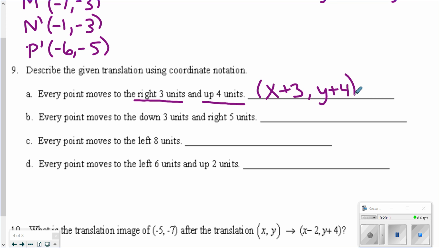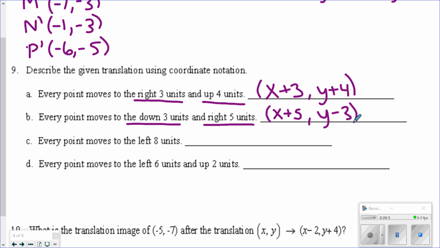B, every point moves down 3 units and to the right 5 units. So we're going to start with the x because x is left and right. So if you're moving right 5, that is a positive 5. So x plus 5. And then down 3 units, that's the y, moving it down, so that's negative. So y minus 3.